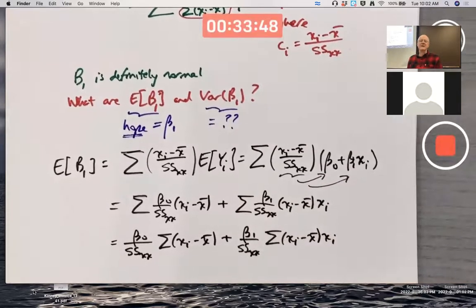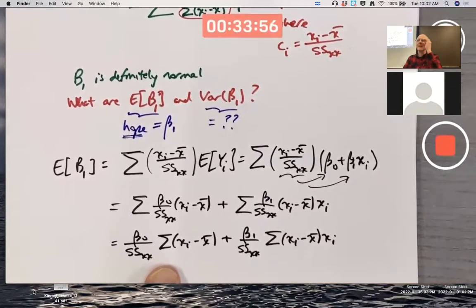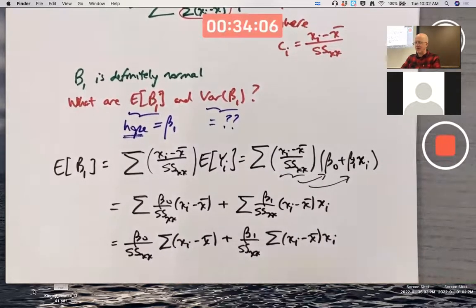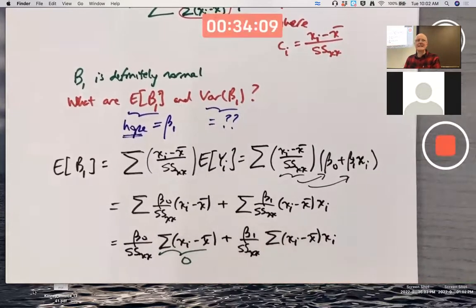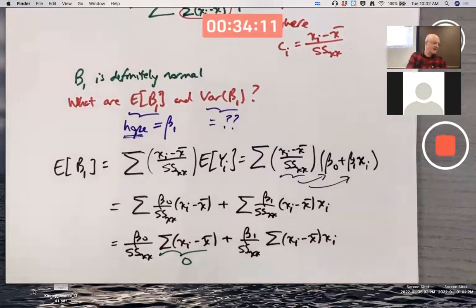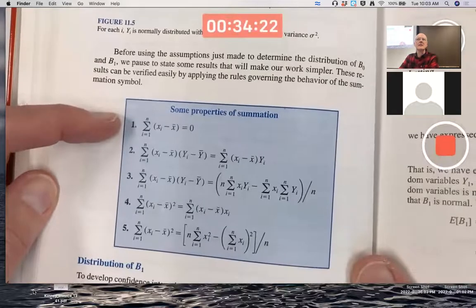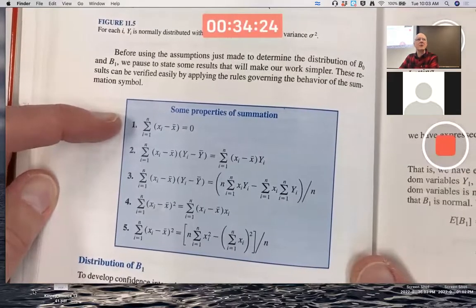We're hoping this all simplifies to beta 1. I guess this part better be 0, is it? You're adding up some deviations from the mean. This pretty intuitively should be 0. Is it? Yeah, that was another property of summations. Is it easy to verify? You did it on a homework problem. I hope you didn't find it to be too hard, that one. That makes more intuitive sense.